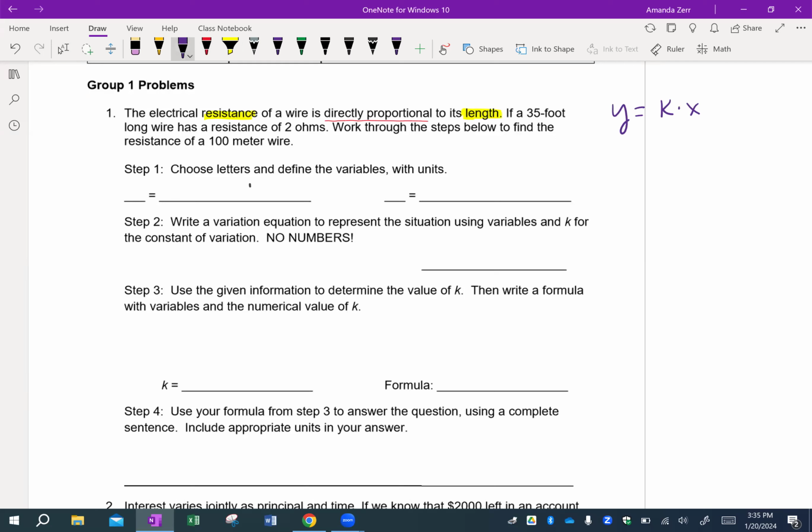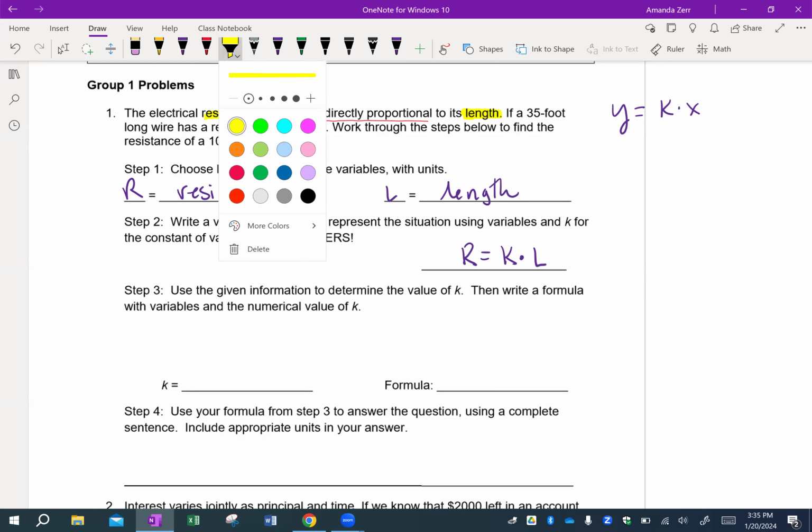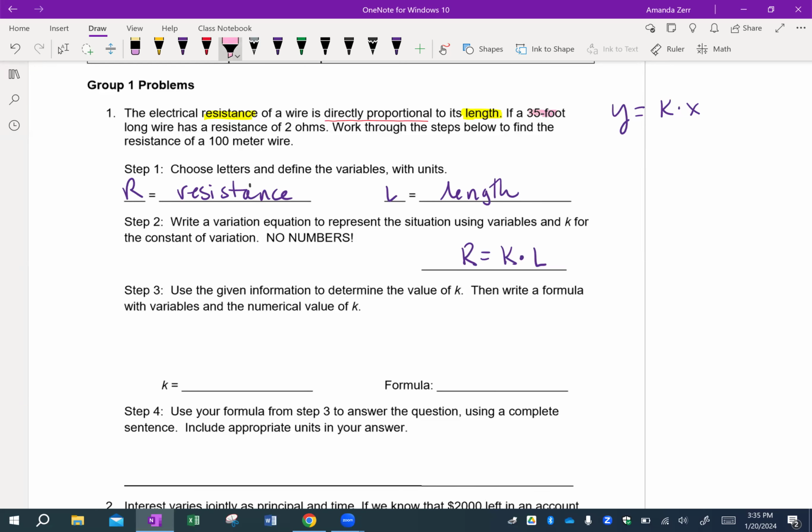But the story isn't about y and x. Instead, it's about resistance, and it's about length. So my equation is going to be the resistance is directly proportional, that means k times the length. Now I can figure out what k is worth by using the next sentence. In this next one, we're given a length and a resistance for that particular length. From that example, I can plug those amounts in.